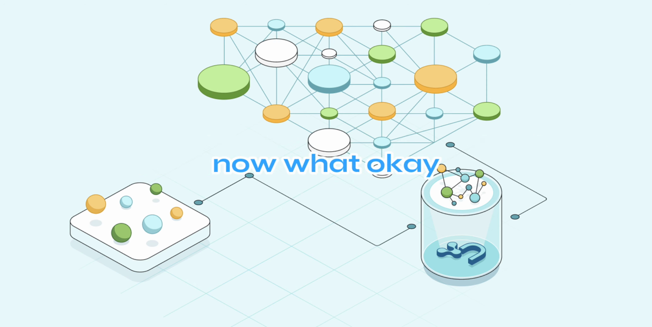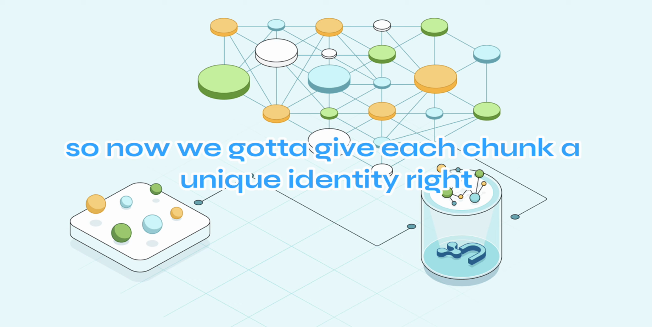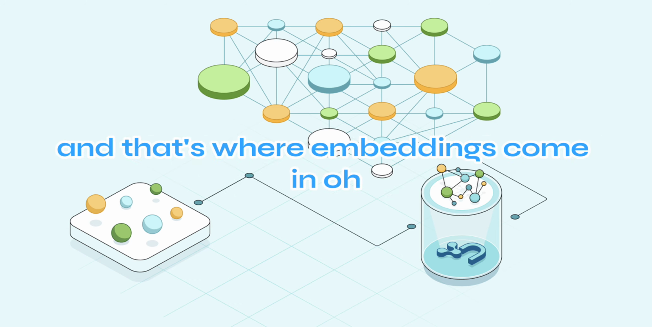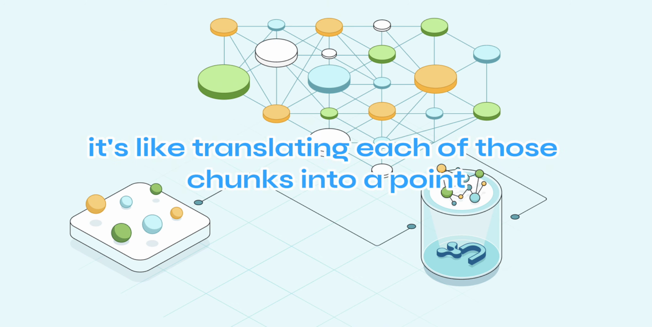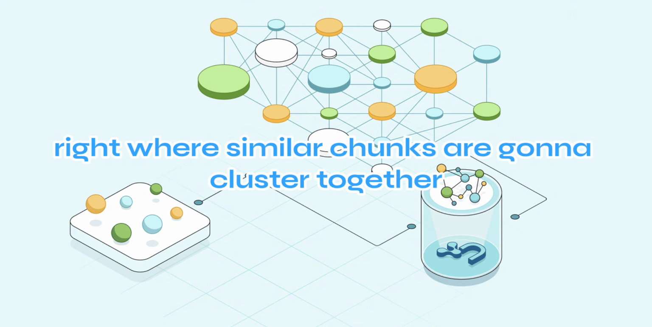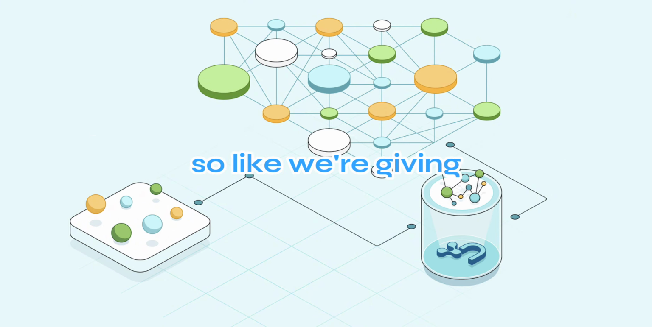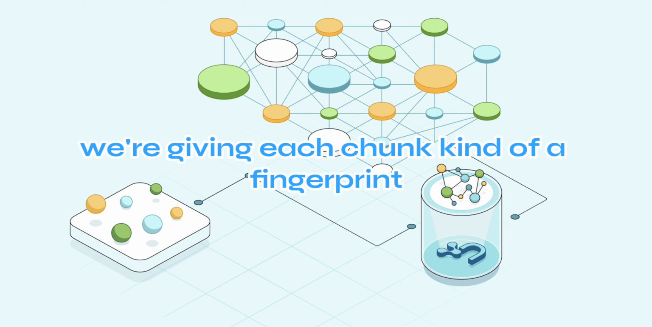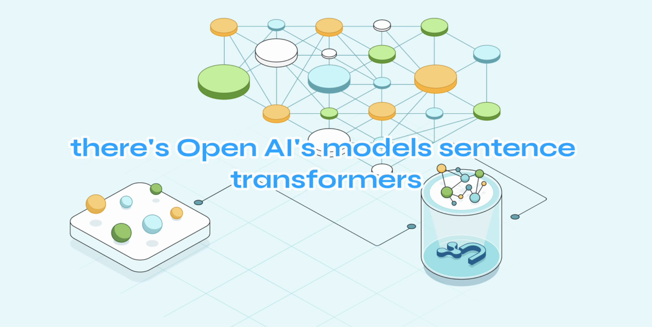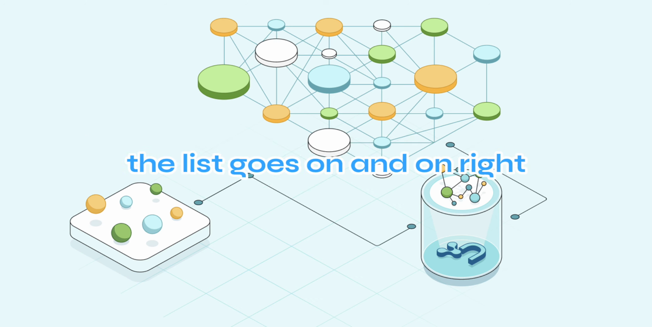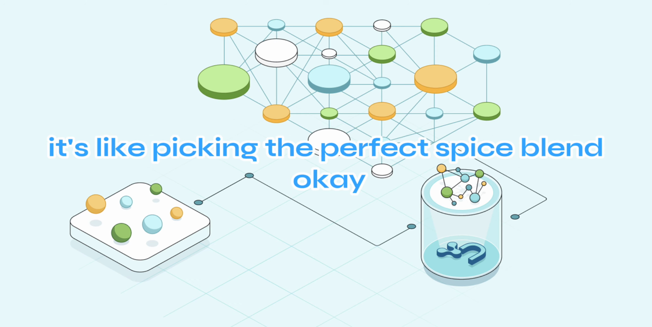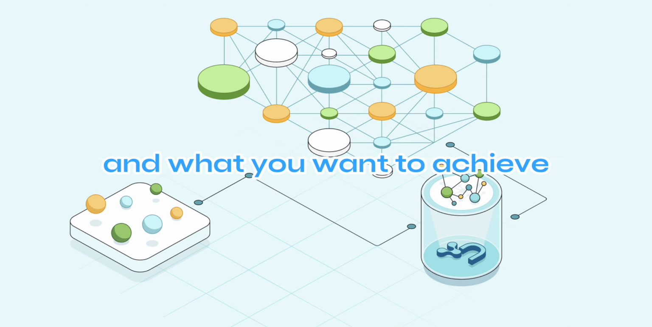Now what? So now we've got to give each chunk a unique identity, a way for the computer to understand its essence. And that's where embeddings come in. It's like translating each of those chunks into a point in a vast multidimensional space, where similar chunks are going to cluster together. So we're giving each chunk kind of a fingerprint based on its meaning. Exactly, a fingerprint. And there are tons of different models to create these embeddings. There's OpenAI's models, sentence transformers, the list goes on and on. Choosing the right one is almost like picking the perfect spice blend. It really depends on the nuances of your data and what you want to achieve.